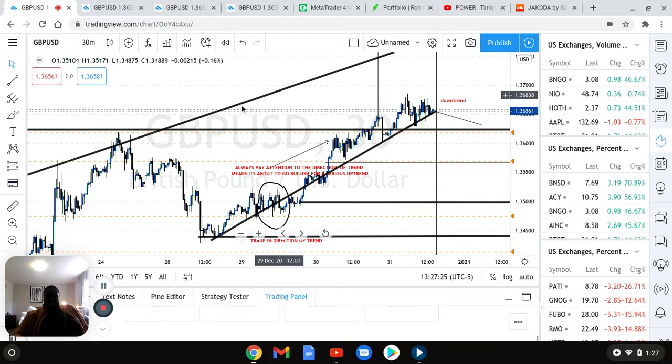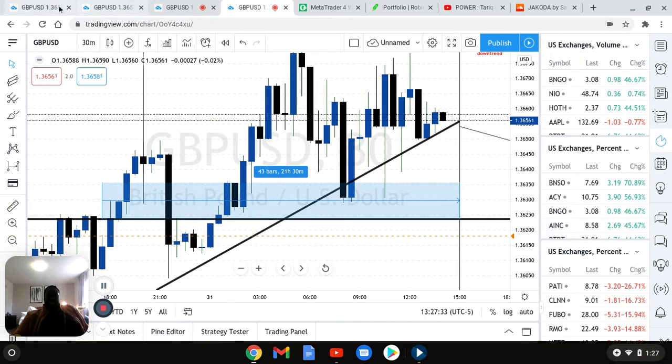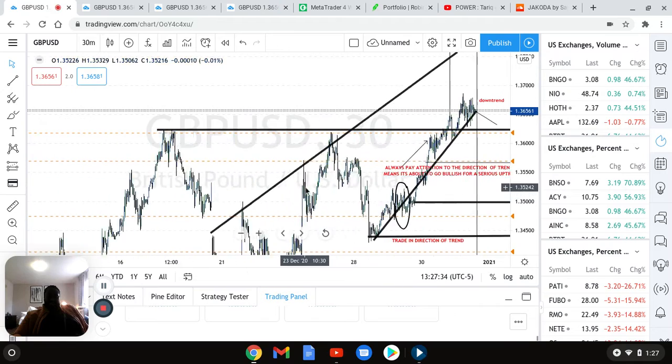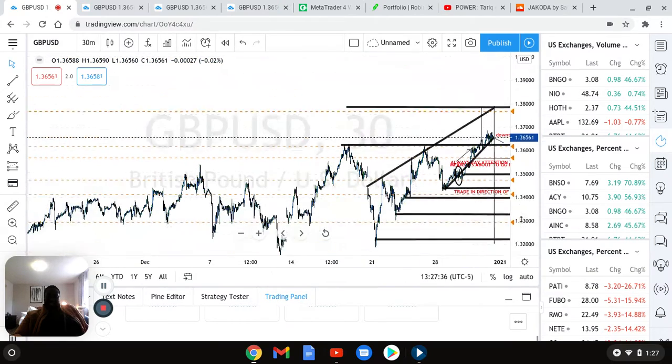So this frame right here. Alright, where's the other one? That's another one. Okay. So this frame right here, we use it to see the bigger picture.